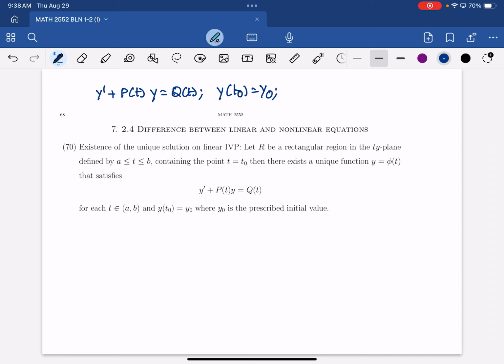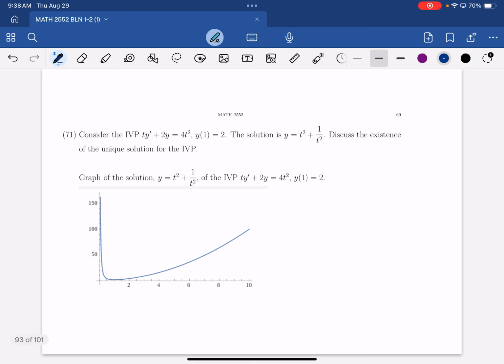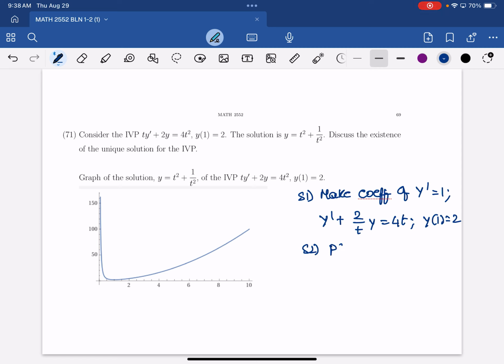So how does that translate? Let's pick a problem like this. We had a problem t y prime plus 2y equals 4t squared. So we said, okay, step 1 was to make the coefficient of y prime equal 1. Then we got y prime plus 2 over t times y equals 4t. My initial value is y of 1 equals 2. Then step 2 was, okay, my p of t is 2 over t, right? And my q of t is 4t.